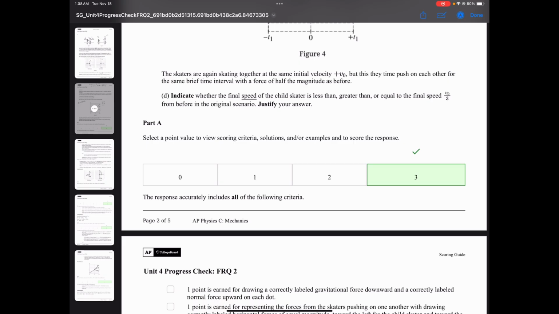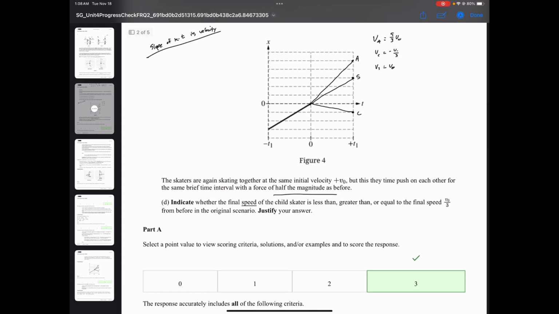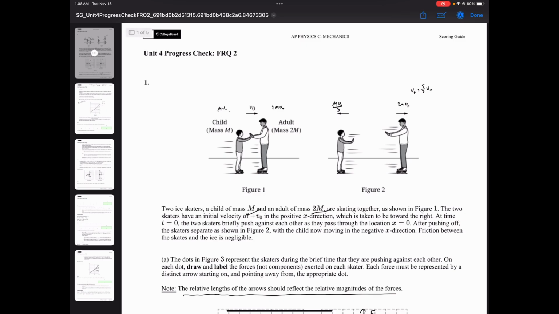Okay, so now they're skating together with the same initial velocity, but this time they push off each other for the same brief time interval with a force half the magnitude as before. All right, and then we're going to look at the speed of the child after the collision. Well, if it's half the force, we know that our change in momentum is equal to the impulse, which is force times time. The time interval is the same, but it's half the force, so it's going to be half the change in momentum, right?